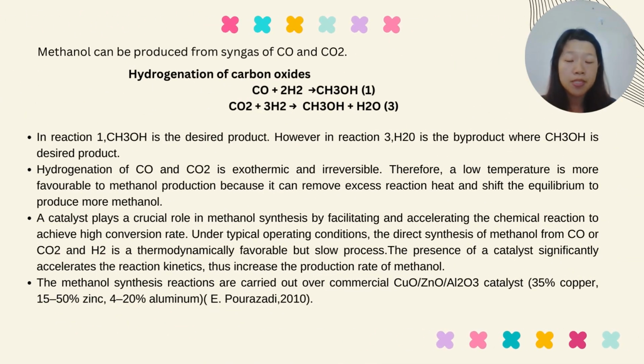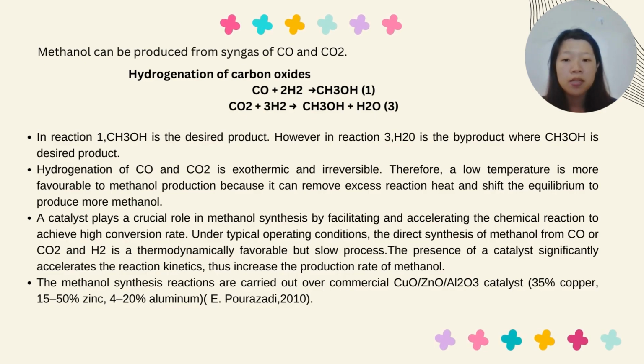Methane plus water will form carbon monoxide and hydrogen, which is syngas. Hydrogenation of carbon monoxide or carbon dioxide with hydrogen will produce methanol. In reaction 1, only methanol is produced, which is the desired product. For reaction 3, water is produced as a byproduct and methanol is the desired product. The hydrogenation of carbon monoxide and carbon dioxide is exothermic and reversible. Therefore, a low temperature is more favorable to methanol production as it can remove excess reaction heat and shift the equilibrium to produce more methanol.